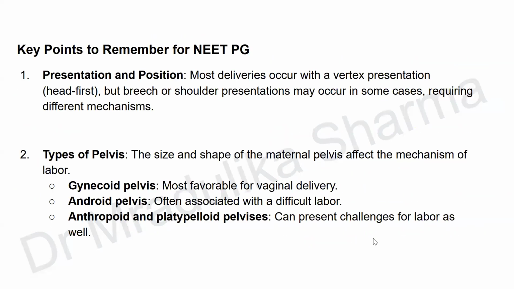Now here are some key points to remember for the NEET PG. Presentation and position: most deliveries occur with the vertex presentation, head first, but breech or shoulder presentation may occur in some cases, requiring a different mechanism. Then the type of pelvis, I already told you: gynecoid, android, anthropoid and platypelloid. The most common and most favorable is gynecoid. Android basically has a difficult labor, and anthropoid and platypelloid can present as a deep transverse arrest or even arrest of labor, so you need to go for cesarean section.